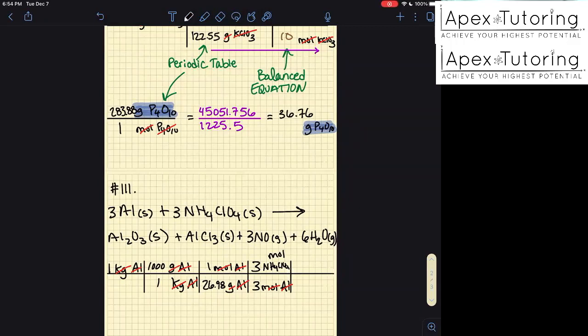what mass should be used. So what should we do? Put it back in grams. Mm-hmm. How do we do that? Find the gram mass from the periodic table of the NH4ClO4. Mm-hmm. What units go on bottom? Moles of NH4ClO4.